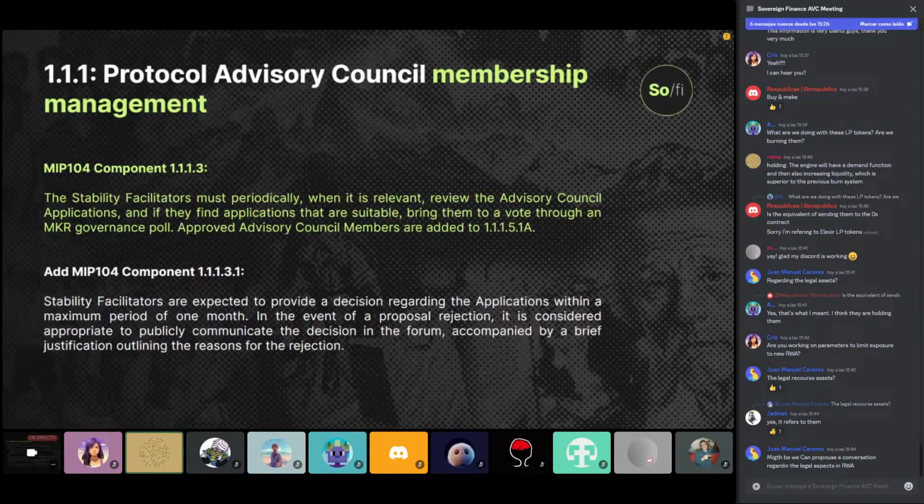Yeah, essentially you are providing an expansion of this article in the form of another sub-article, which would be introduced, where the stability facilitator must respond to the potential applications in a set period of time, which you set to be 1 month. Yeah, in my opinion, this makes sense.